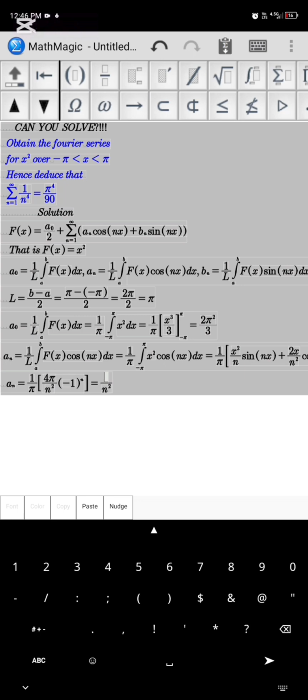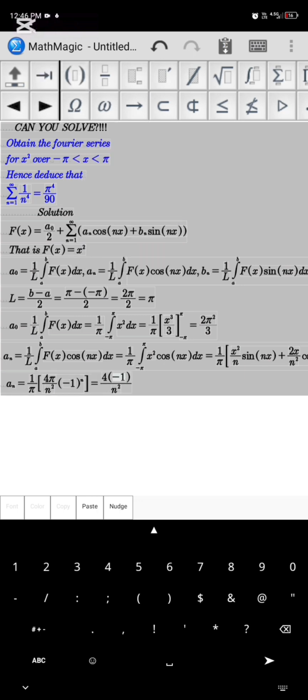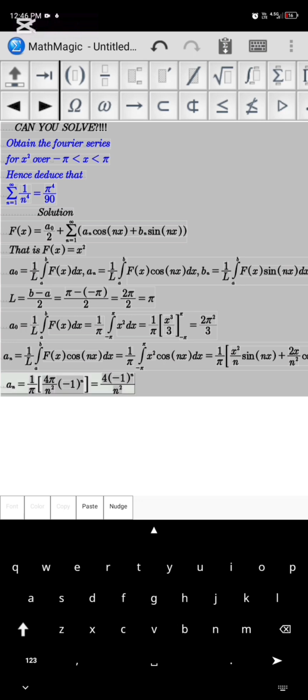Okay, multiply by minus 1 raised to the power of n. So then that's the answer to our an. So the next step is to find the value of bn, that is what bn will be.